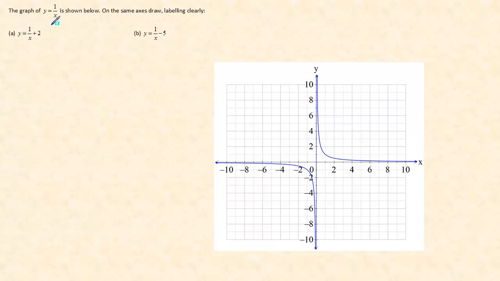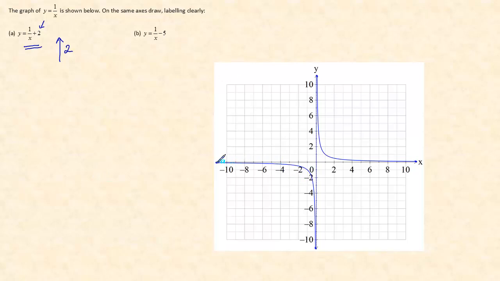The graph of y equals 1 over x is shown below. On the same axis draw, labelling clearly, y equals 1 over x plus 2. Now, clearly here, with the plus 2 added, that means we're going to have a vertical translation of 2 units upwards.